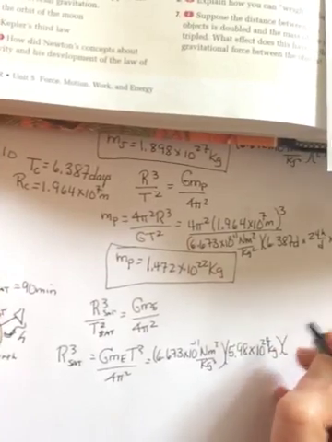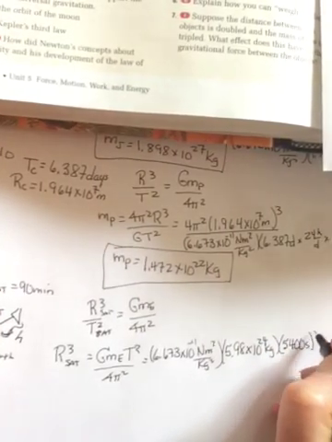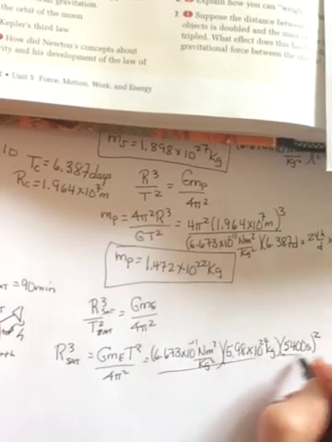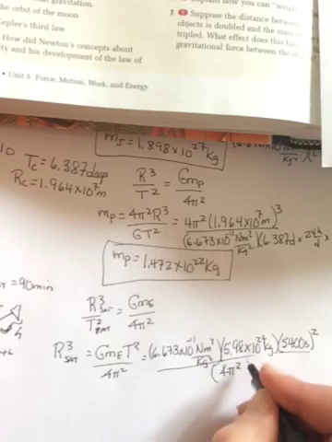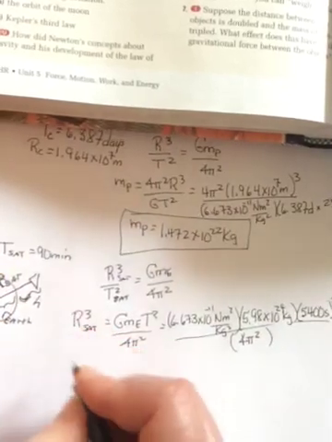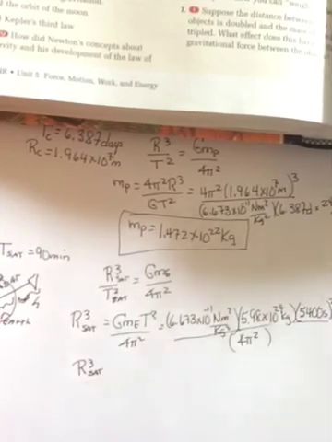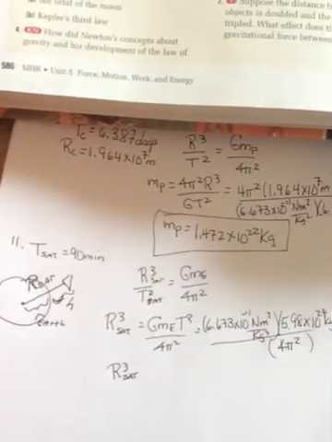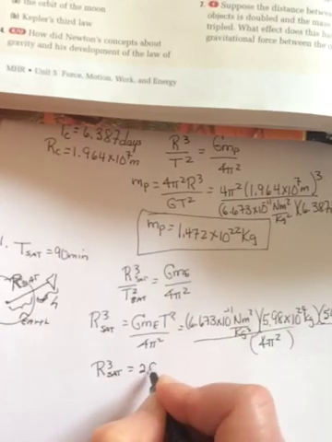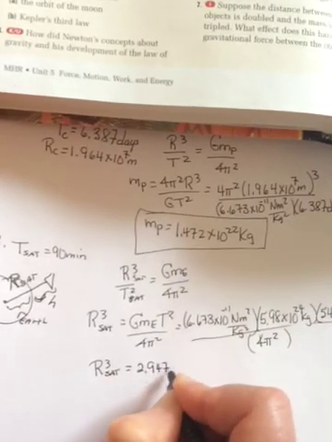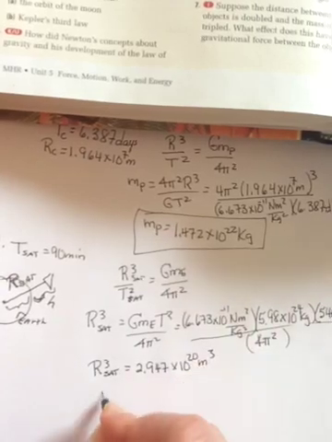And 90 minutes multiplied by 60 is 5,400 seconds squared, divided by 4 pi squared. And when you go to divide by the 4 pi squared, make sure that you put it in brackets, okay? So you'll get an R cubed here, and then you'll need to take the cube root. The R cubed is 2.947 times 10 to the 20th, and that would be meters cubed.